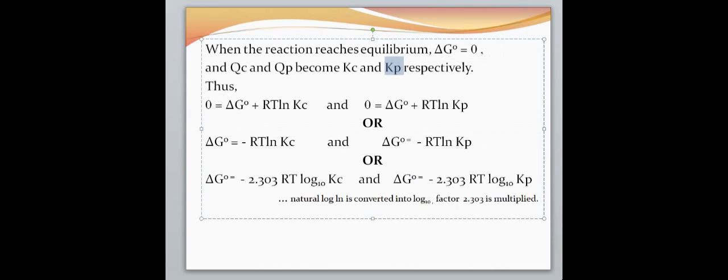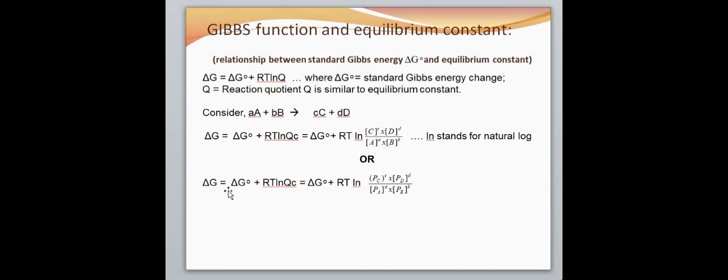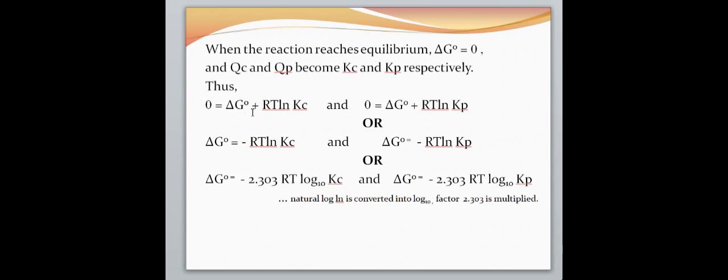So this equation, delta G is equal to delta G0 plus RT ln Qc, can be written like this: 0 is equal to delta G0 plus RT ln Kc, because Qc becomes Kc, and 0 is equal to delta G0 plus RT ln Kp. Here by mistake there was a 0, so delta G is equal to 0. When I substitute the values, this is what I get: delta G0 is equal to minus RT ln Kc, and delta G0 is equal to minus RT ln Kp.